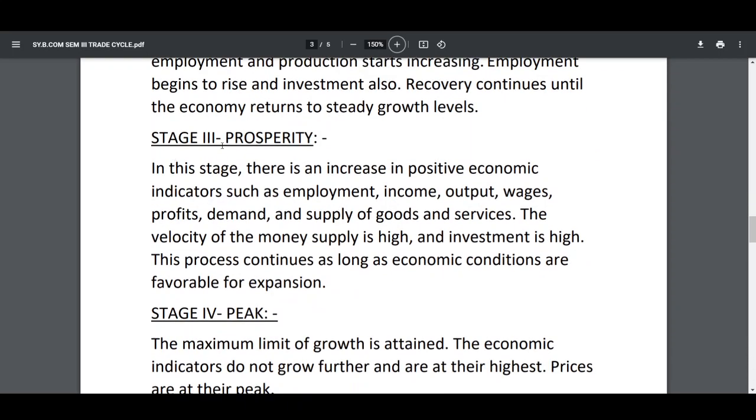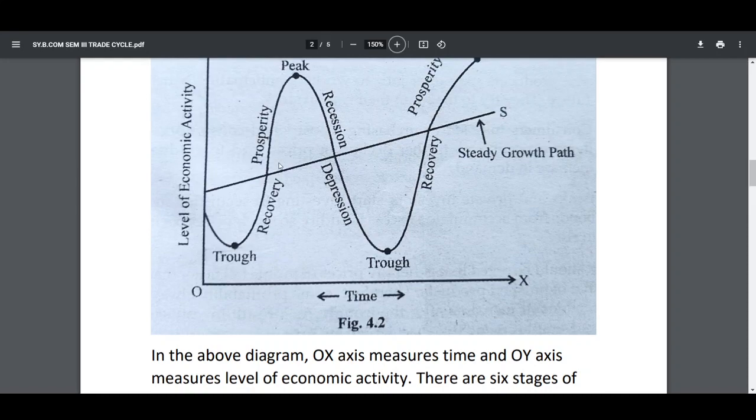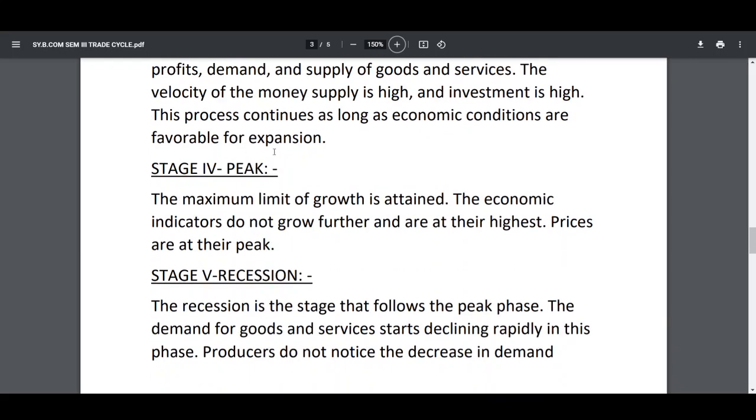Stage 3, prosperity. Here to here, the stage of prosperity. In this stage, there is an increase in positive economic indicators such as employment, income, output, wages, profits, demand, and supply of goods and services. The velocity of the money supply is high and investment is high. This process continues as long as economic conditions are favorable for expansion.